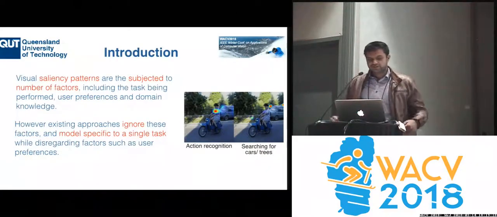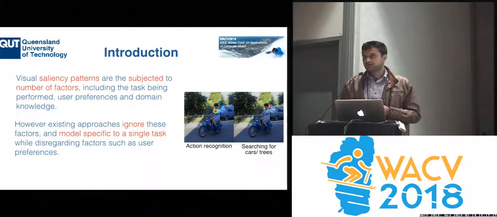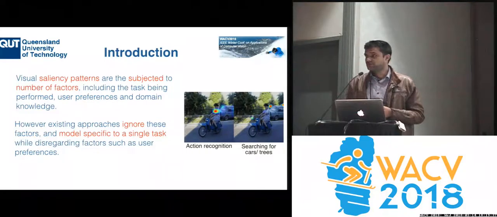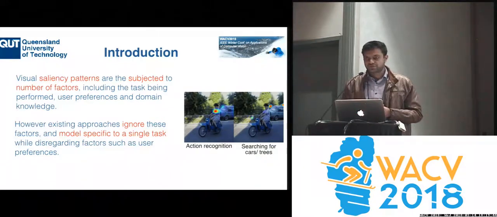So the motivation for this work is that we observe visual saliency patterns are subject to a number of factors, including what is the task at hand, human behavioral preferences, and domain knowledge. And also we observe that current state-of-the-art methods underutilize this information and generate one single saliency pattern for all the tasks rather than modeling it with task-specific factors.